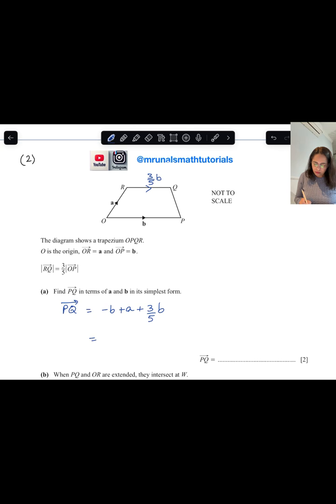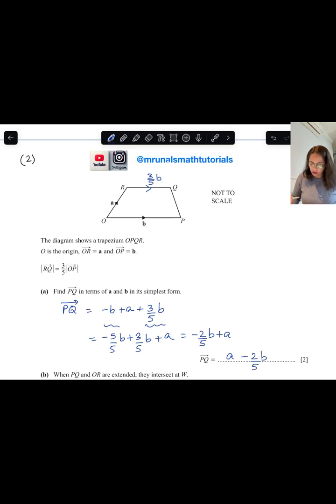Okay, so let us combine these two. We are going to combine the b's. So let's write it as minus 5/5 b plus 3/5 b plus a. When I write minus 5/5, it's nothing but 1, but that helps me with the fraction. So this works out to be minus 2/5 b plus a. So that's minus 2/5 b plus a. In alphabetical order, a minus 2/5 b.